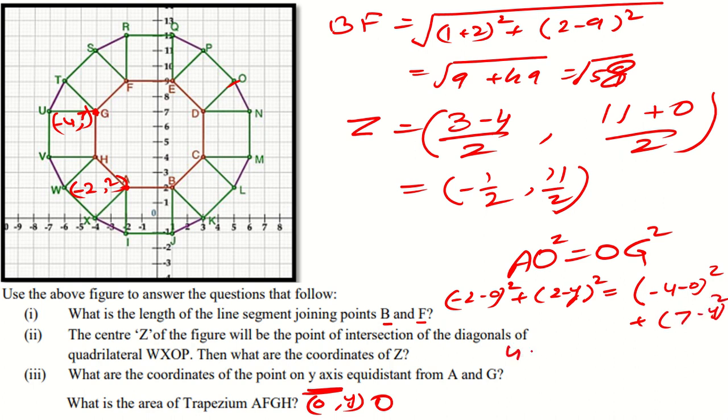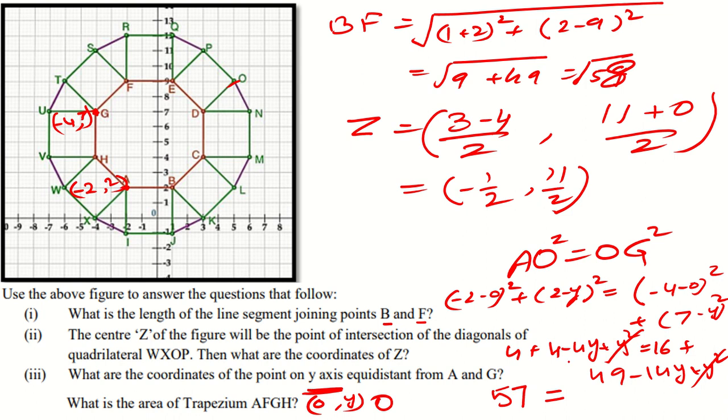So this will be 4 plus, here you can apply the formula, 4 minus 4y plus y squared, equals 16, plus here also you can apply (a minus b) whole squared, 49 minus 14y plus y squared. The y squared on both sides with the same sign cancels. 4 plus 4 is 8. 8 will come to this side and become -8. So 16 minus 8 is 8, and 8 and 49 will be 57, and this 14y will become positive on this side, so it will become 10y. Just check the calculation, I am sure you will get the answer.